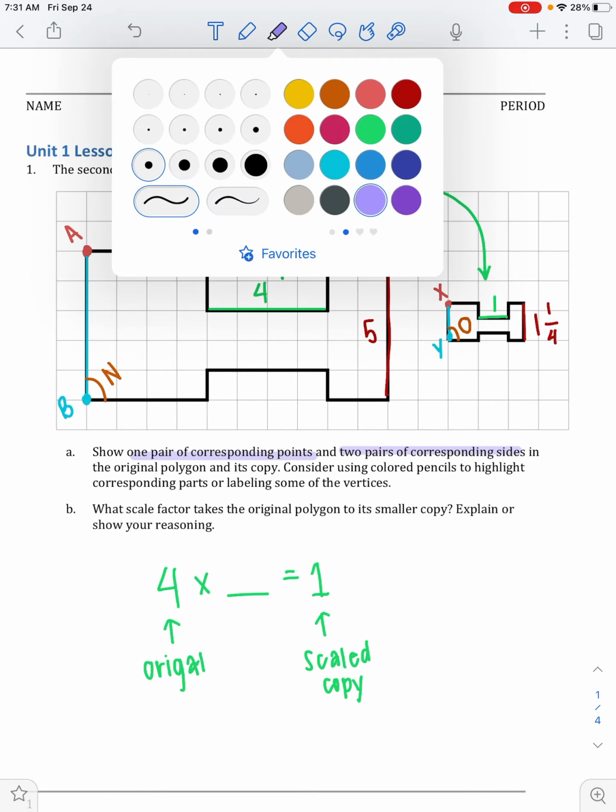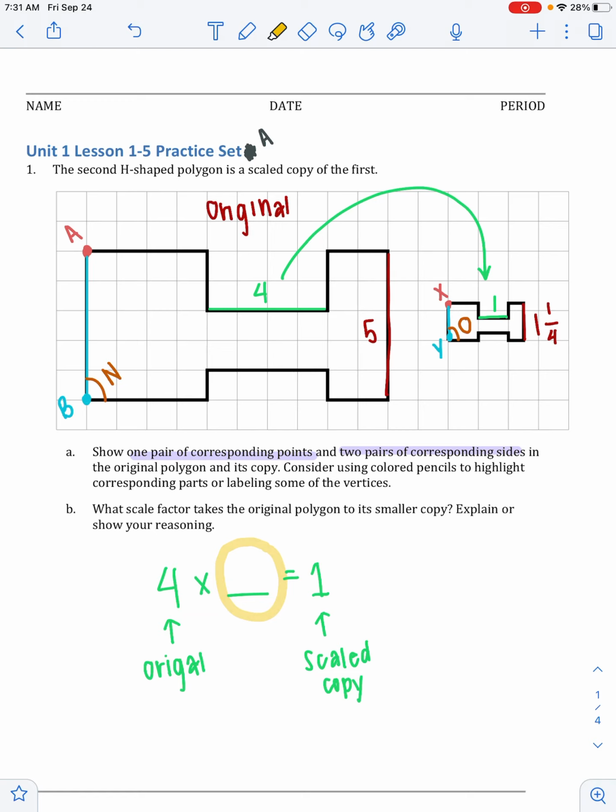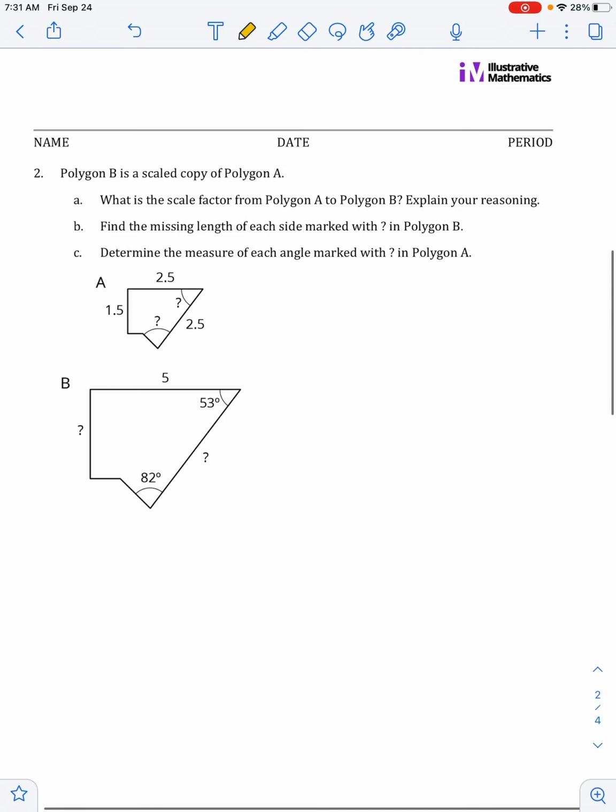This is your job to find. What is this mystery number? And this number right here is the scale factor, because that is the number that we multiply the side lengths of the original by to produce the side lengths of the scale copy. So make sure you pause this video to answer question B. Okay, let's move on to number 2.